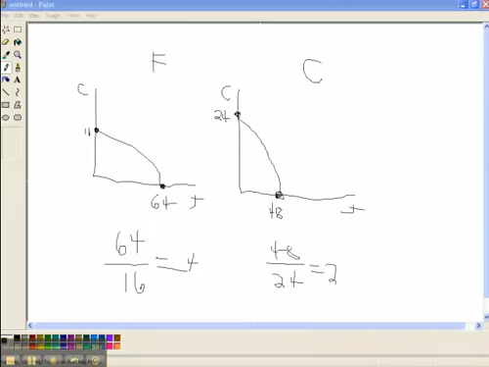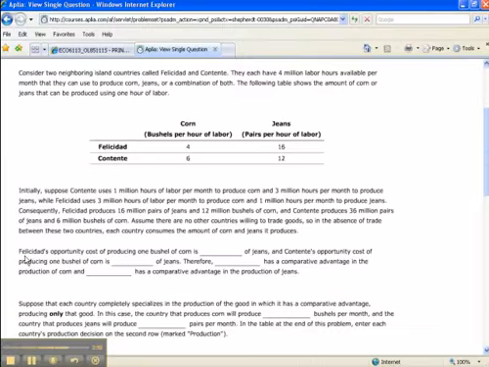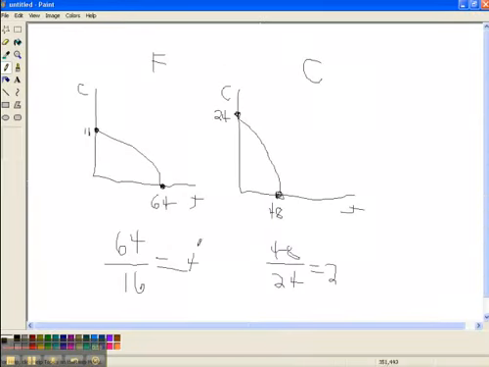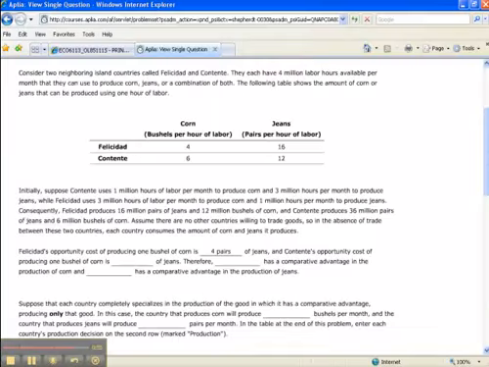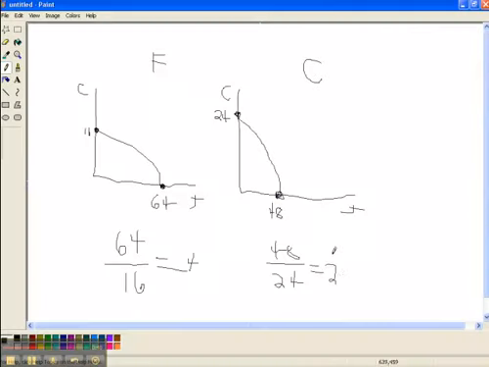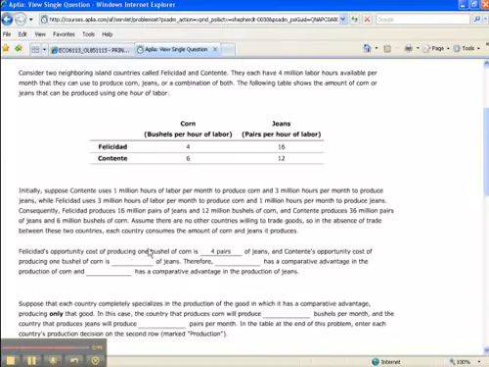So if we go back to our Aplia problem, it says country F's opportunity cost for producing 1 bushel of corn is, and in this particular case it is going to be 4 pairs of jeans. So our answer is going to be 4. It also wants to know country C's opportunity cost for producing a bushel of corn, and we worked that out to be 2, so its opportunity cost is 2 pairs of jeans.